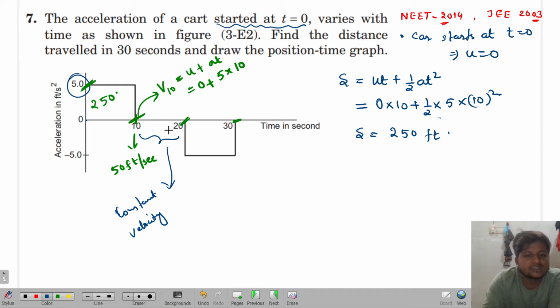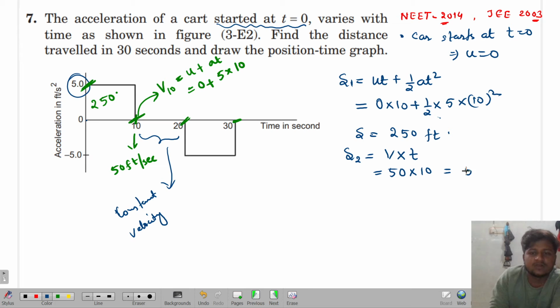Now, how much is the distance covered with respect to this constant velocity? Let's suppose this was S1. S2 is going to be how much? Velocity into time t. Velocity is 50. Time is 10 seconds over here. So therefore displacement or distance traveled is 500 feet. Got it or not?